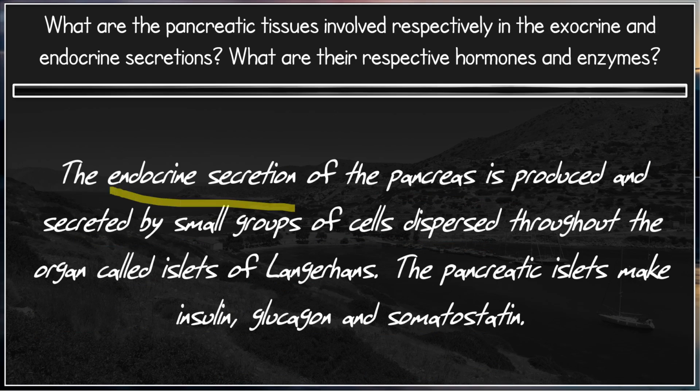The endocrine secretion of the pancreas is produced and secreted by small glands of cells dispersed throughout the organ called islets of Langerhans. The islets make insulin, glucagon, and somatostatin.